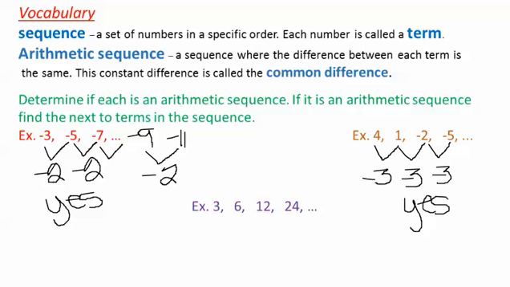I need to find the next two terms. So I'm going to go down 3 from the -5. I'm going to get -8. And then -11.